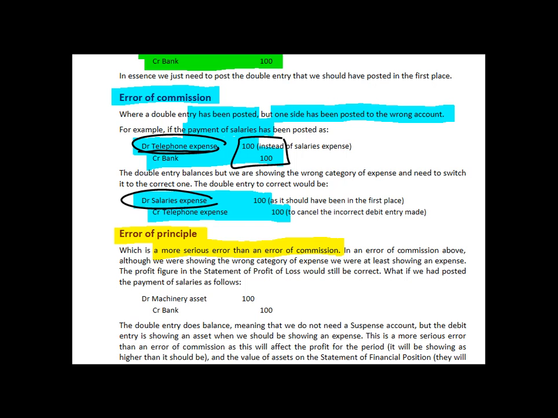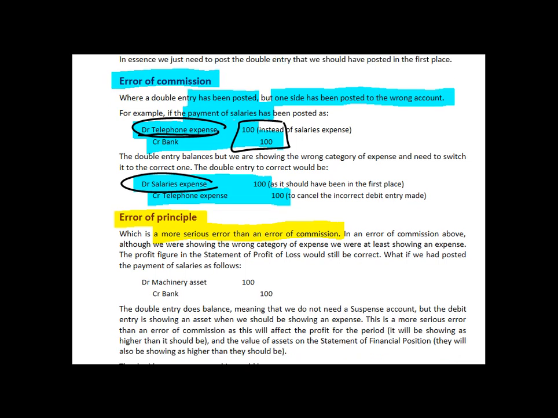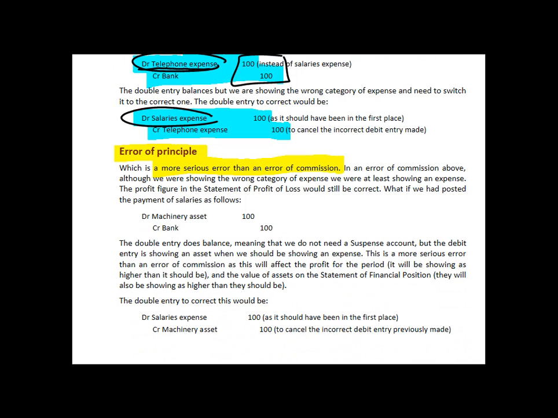So you could argue the error of commission is not that big a deal. The profit will still be correct. The figures on the balance sheet would actually still be correct. All I'd have done is to misanalyze one of my costs. An error of principle is a much more serious problem. What if we'd posted the payment of salaries as a debit to machinery asset of 100 and a credit to bank of 100?